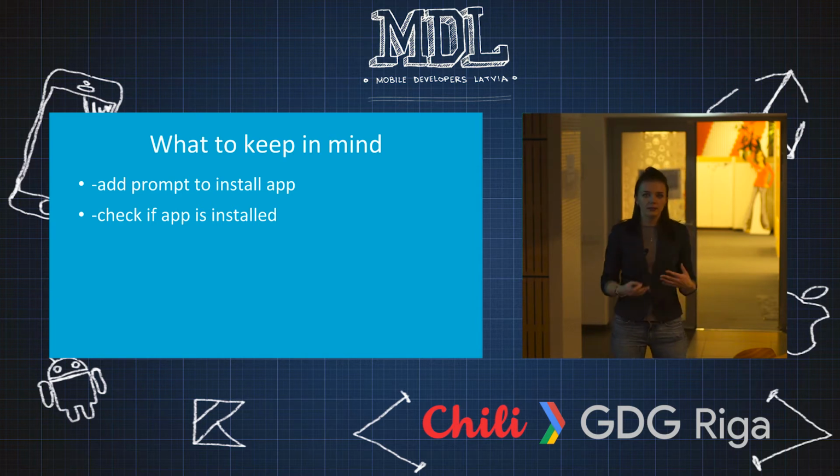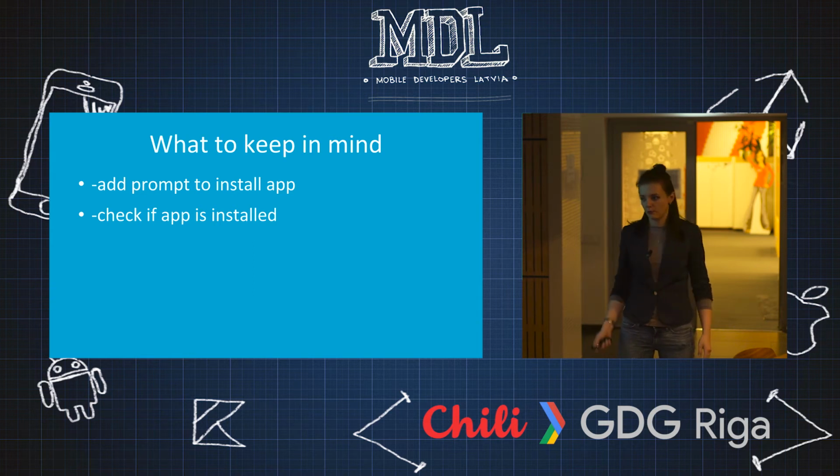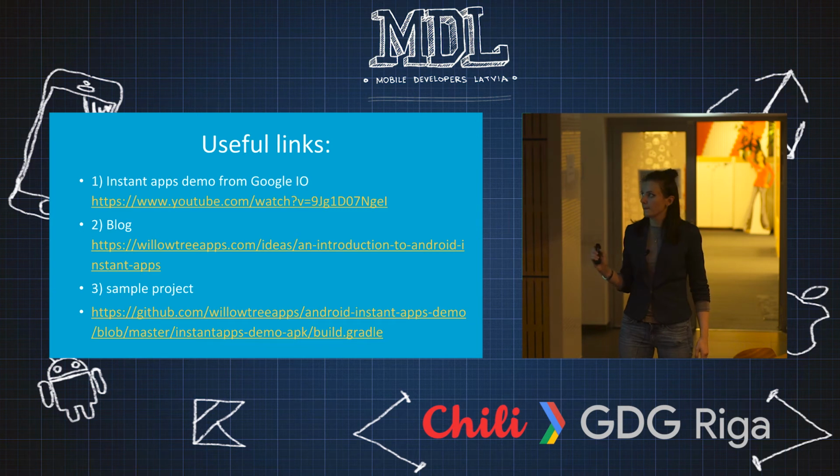Another good idea is to use instant app APIs for checking whether from this code base we are running on the device as an instant app or an installable app. So there is an API for that, and it's just a check, and it returns true or false. And we can also add a prompt to install the app. That's also available from the instant app APIs.